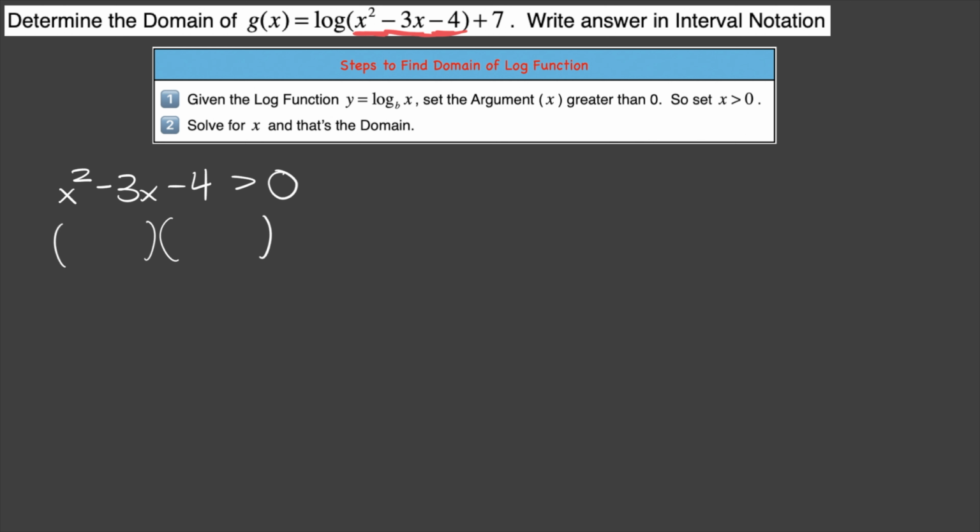There's no common factors. Otherwise, we would try to take out a common factor out front. We're looking for factors of 4 that have a difference of 3. And I say a difference because it's negative 4, so the two numbers must have different signs to multiply to a negative 4. The answers are 4 and 1. So it has to be 4 and 1.